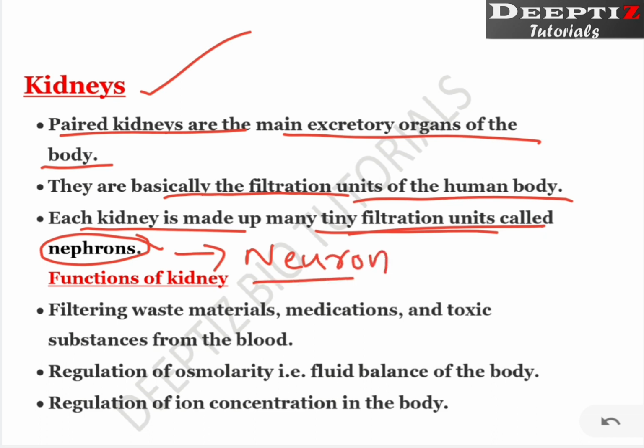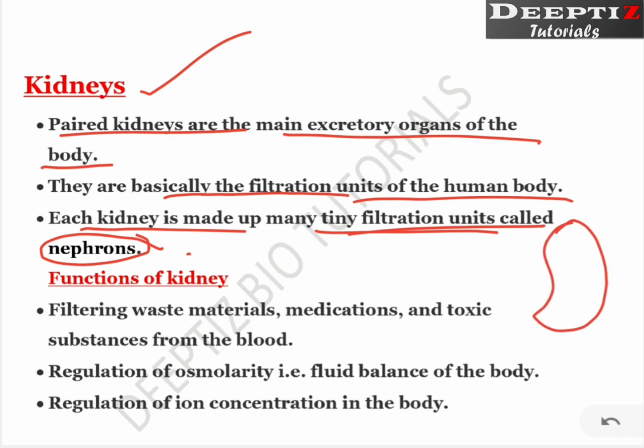Neuron is related to our brain. Many times I have seen children sometimes getting confused between neurons and nephrons. Neuron is related to the brain, so this is actually nephron. What is this nephron? Each kidney is made up of a million nephrons. If this is a kidney, this kidney is made up of around a million nephrons.